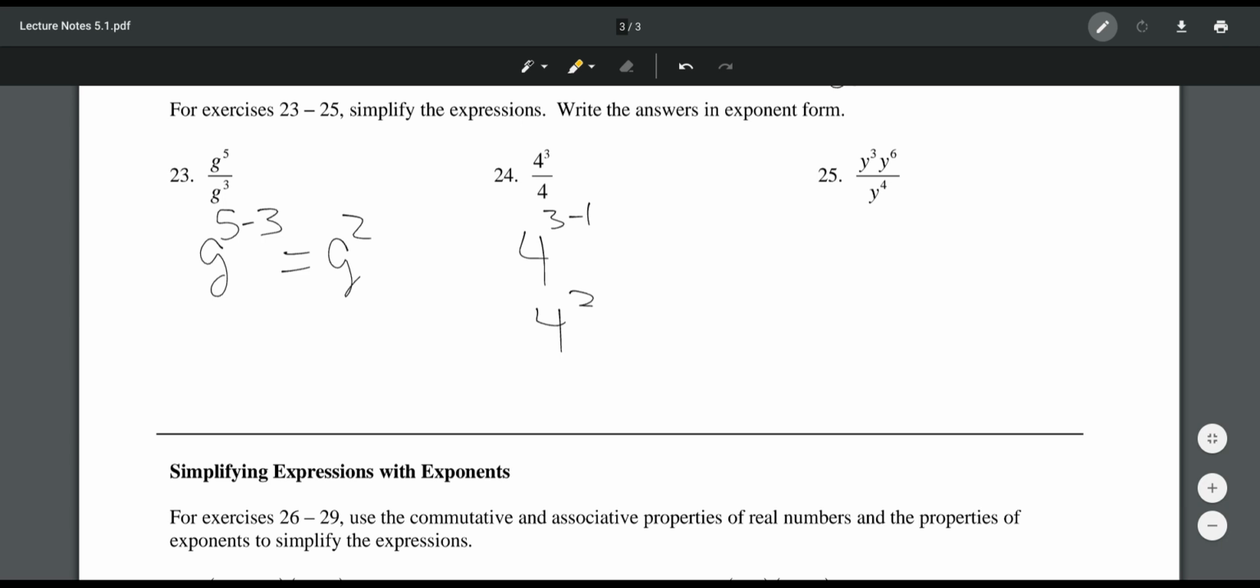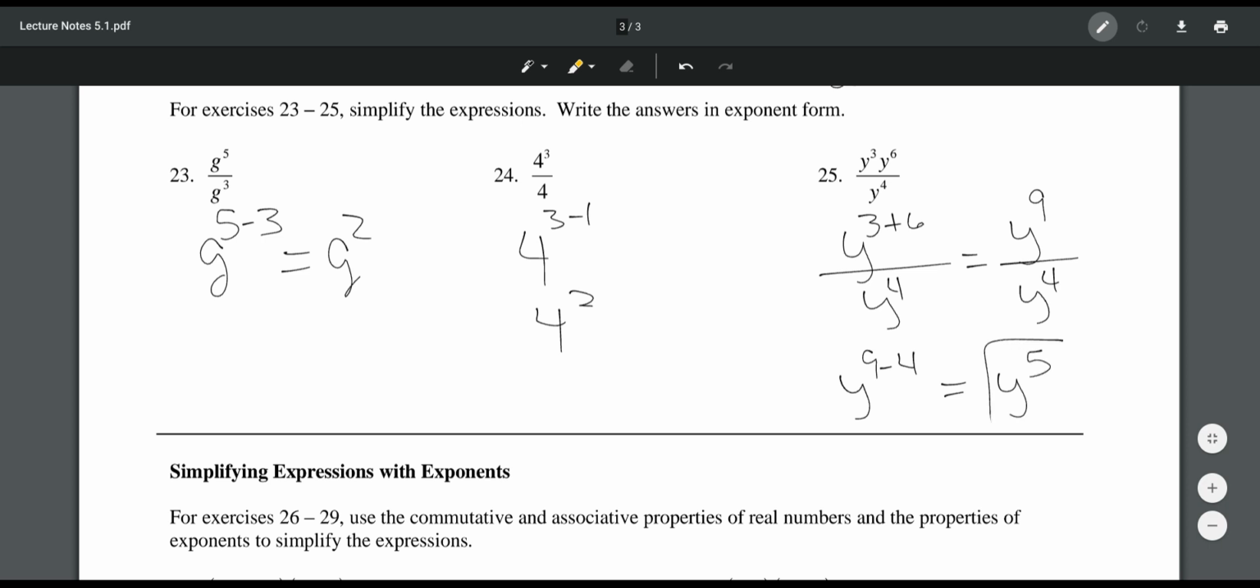Number 25 combines both of the properties. So the first thing I'm going to do is the numerator. And so I should be thinking 3 plus 6 over y to the 4th. And that gives me y to the 9th divided by y to the 4th. Now I'm going to use my division property. I use my multiplication property first. I apologize for not saying that. And now I'm going to do my division property, which means I will subtract. So y to the 9 minus 4 gives me a final answer of y to the 5th.